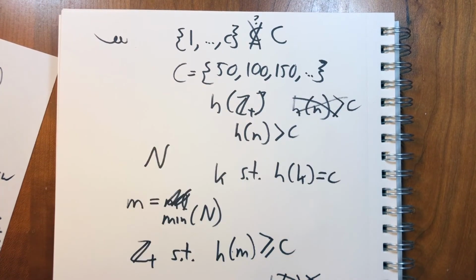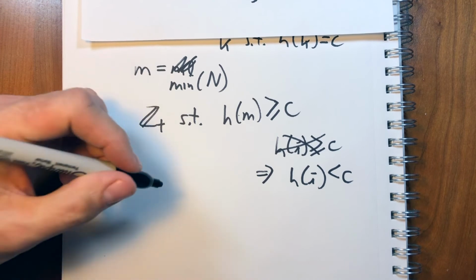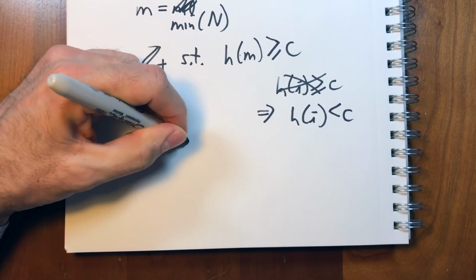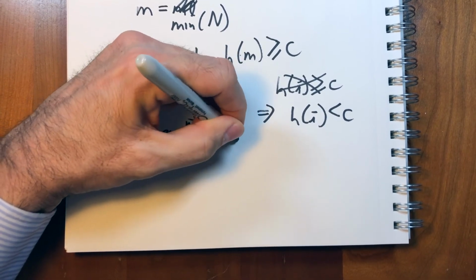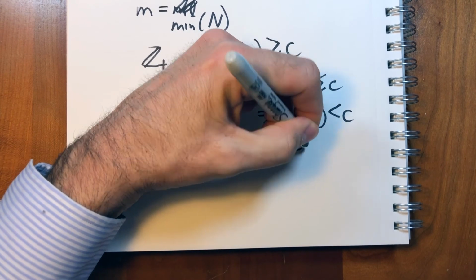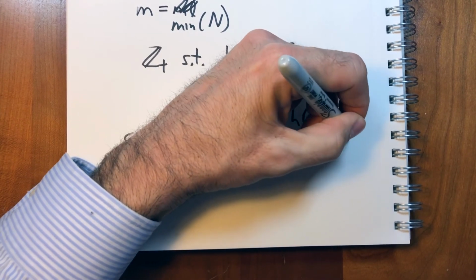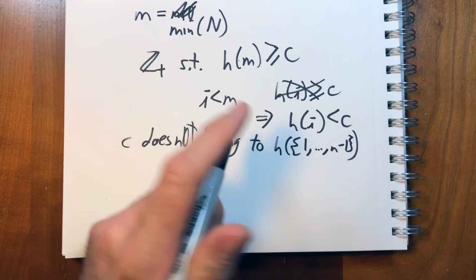Okay, so we know now that C does not belong to the image set of 1 to n minus 1. Oh, I should have, this is m.